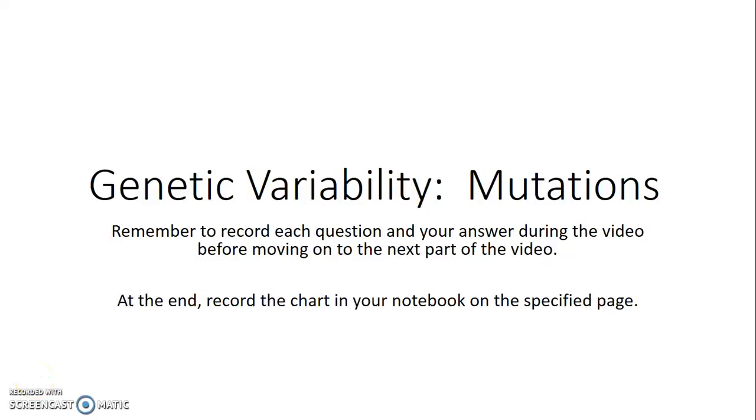So here is our last topic on genetic variability. It can occur by mutations. So we'll take a look at this in a second.